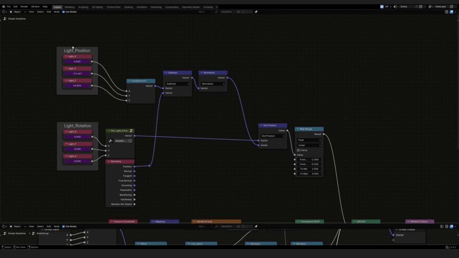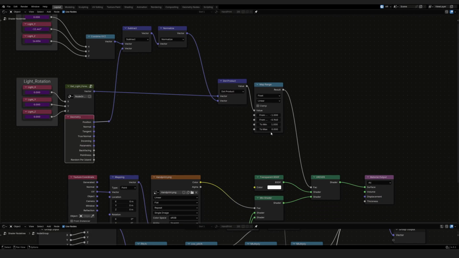But essentially, we're taking the light position and subtracting it from the position of the actual handprint plane itself in order to get the facing vector, and then normalizing that and feeding it into the dot product with the forward vector that we're getting from the rotation of the light. And then we're mapping it to this range.